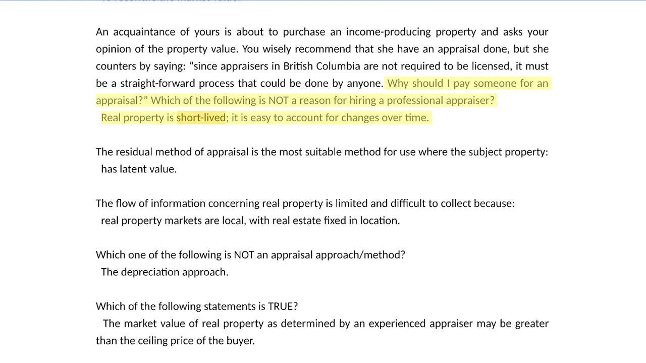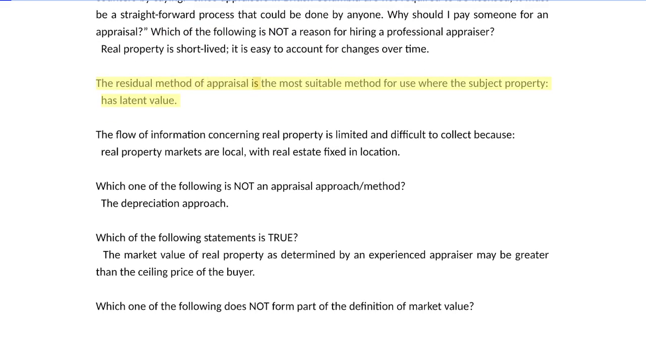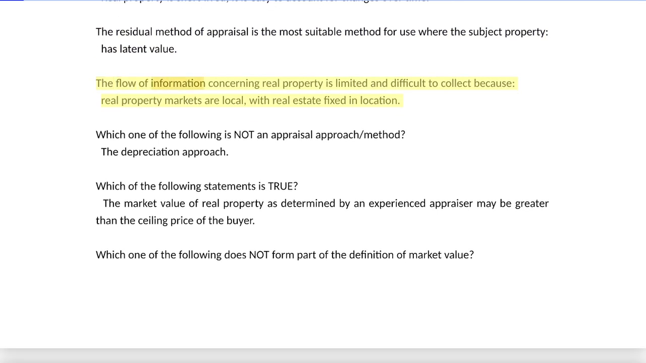Real property is short-lived. It is easy to account for changes over time. The residual method of appraisal is the most suitable method for use where the subject property has latent value. The flow of information concerning real property is limited and difficult to collect because real property markets are local, with real estate fixed in location.